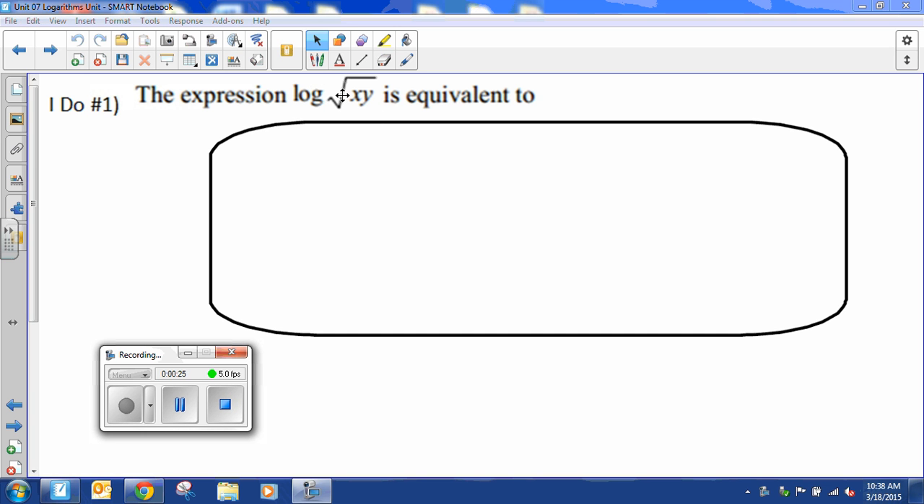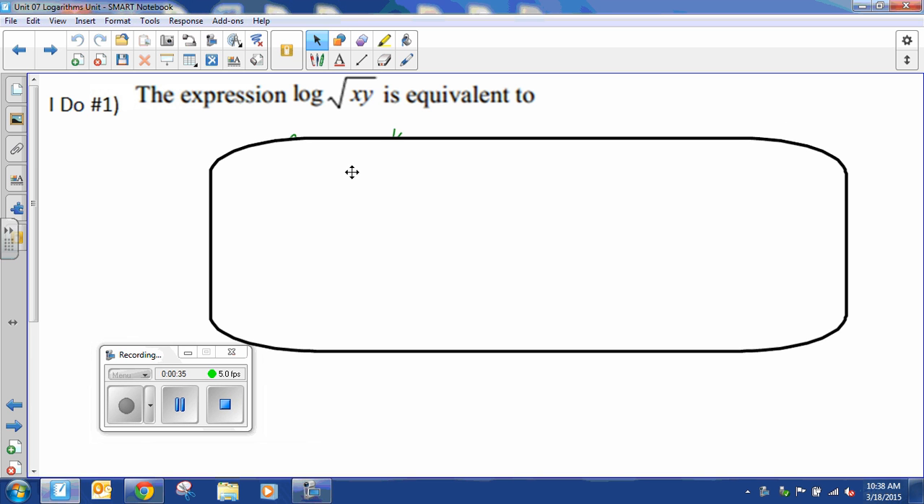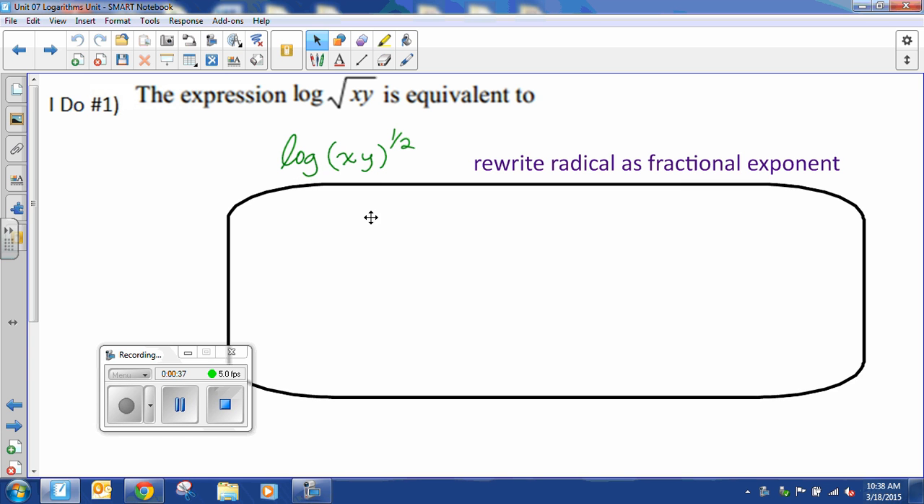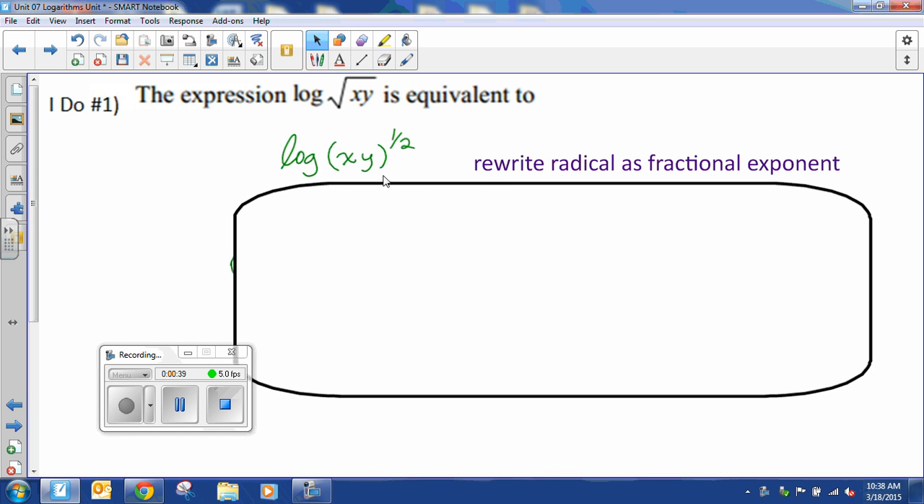Since there's only a single logarithm here, we know that we need to expand to multiple logarithms. The second thing is that we have radicals, so we need to handle that a little differently. First thing we need to do is rewrite the radical as a fractional exponent. So we recall that square root is really to the 1/2 power.